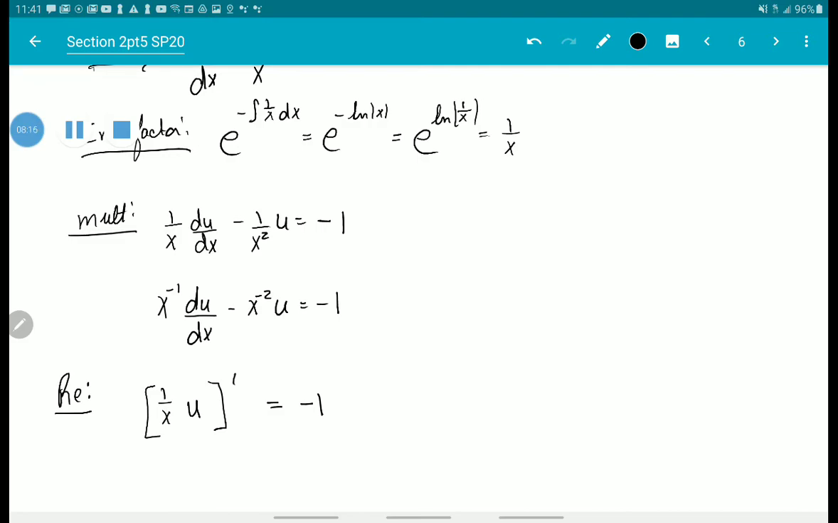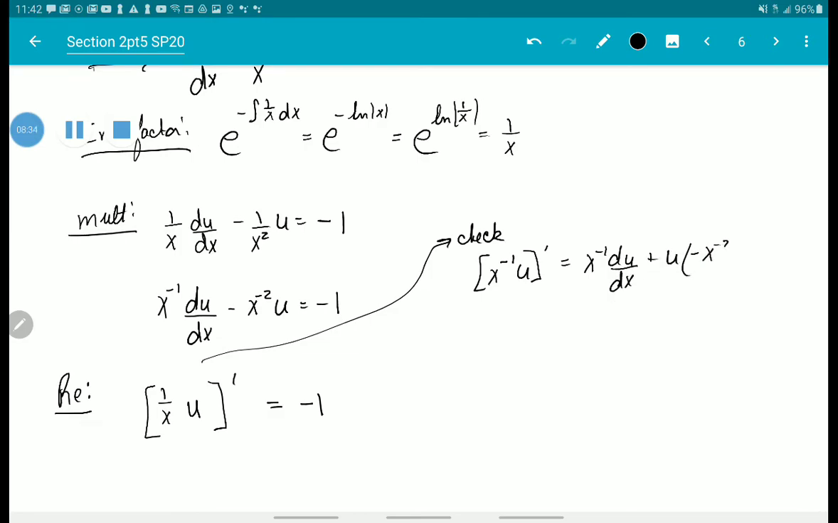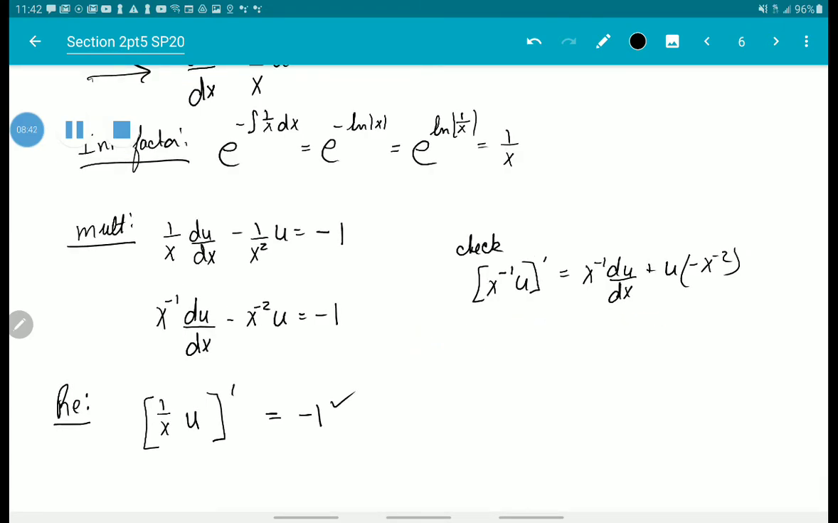This is where you would want to check. Make sure this step is equivalent to the one you had before. 1 over x is x to the negative 1. If we were to take the derivative of that, that's product rule. First times derivative of the second, plus second times derivative of the first. And do you see how this is equivalent to what we have over here? So we know we have written this correctly.